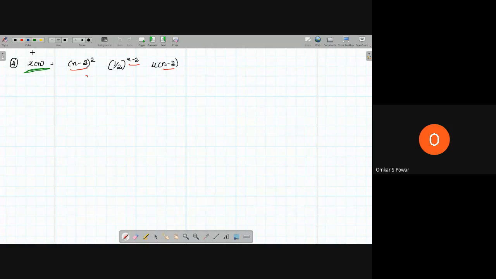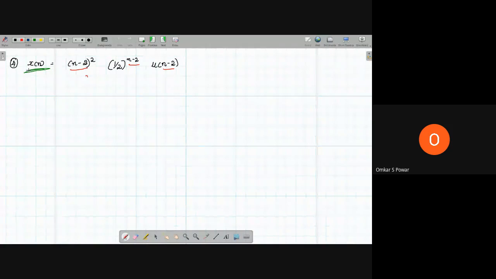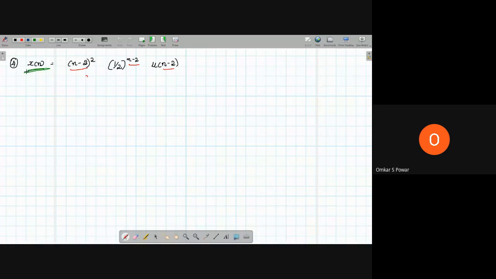Okay. So now we will go to another problem here. Again, if you observe this problem, x of n is equal to (n minus 2) the whole square, half of n minus 2, u of n minus 2. Same logic as previous. So this looks like the time shifting property. So then after that, what we have to do? After that, we have to express in the form of n into x of n and get our answer. Okay. So let us go step by step.